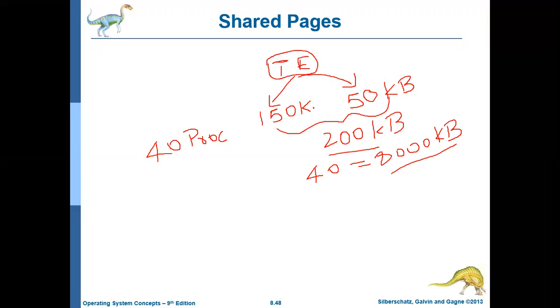Let us assume that this text editor is read-only code. Read-only code is also called reentrant code. That is, it won't be modified during execution. The text editor contains two parts, the code and the data part. The code part will not be modified during execution. The data part may be modified, and different processes may use different data parts.